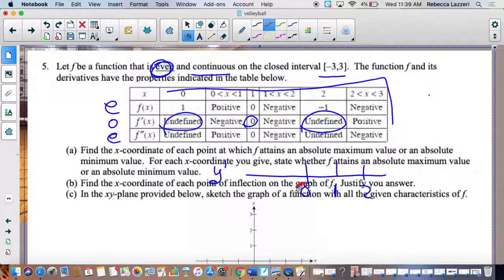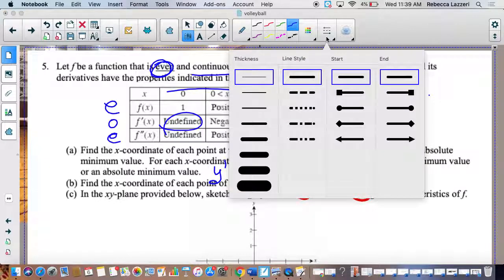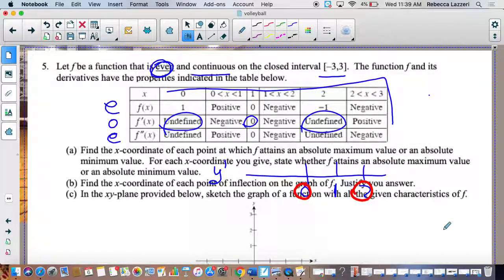Sometimes I circle these to remind myself that those will be pointy points. If the derivative is undefined, but the point is defined, those will be real sharp turns. It will not be a smooth transition, so you need to reflect that in your graph.